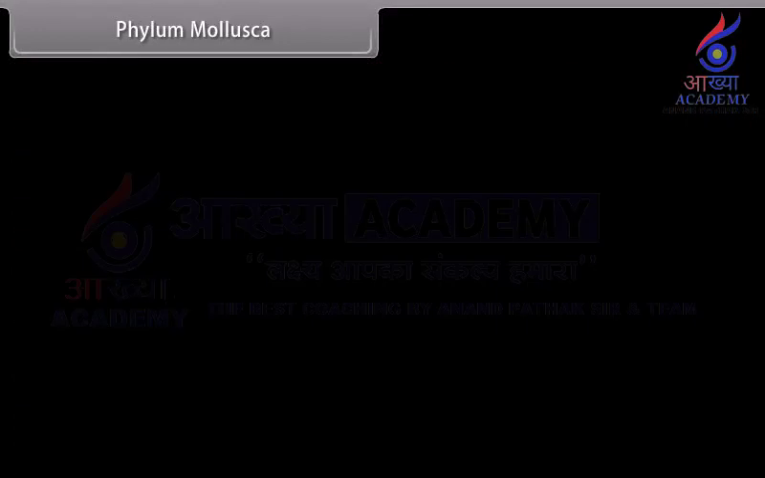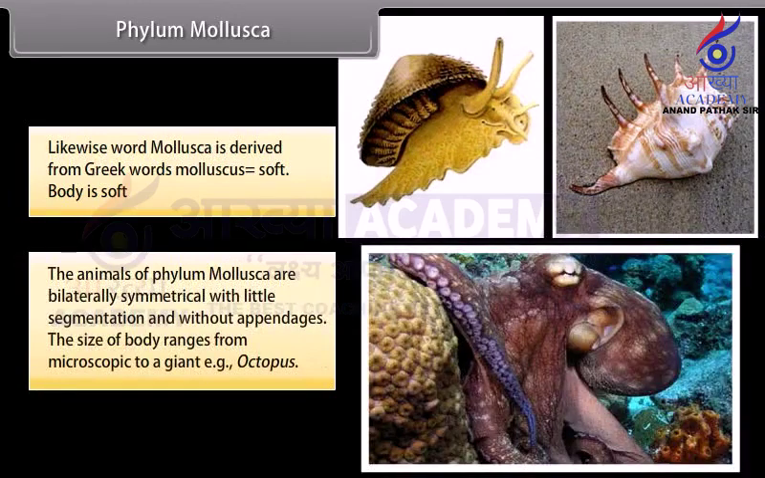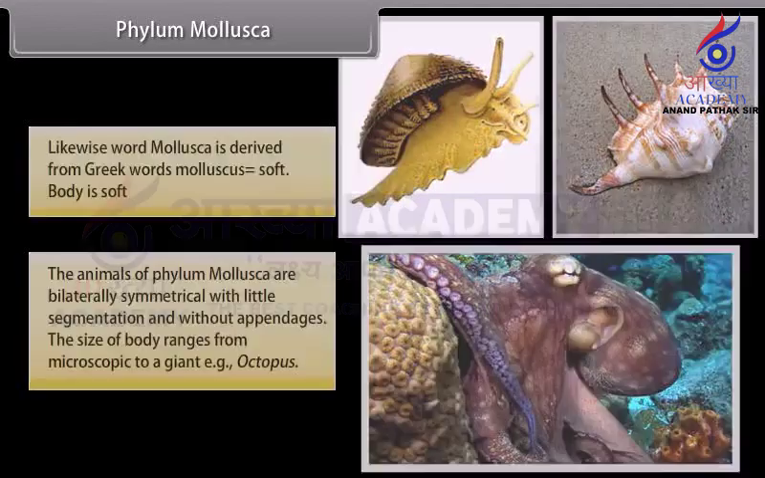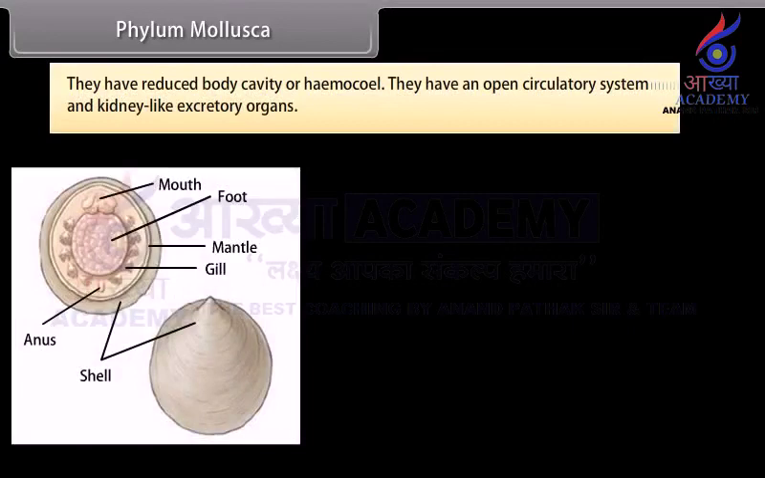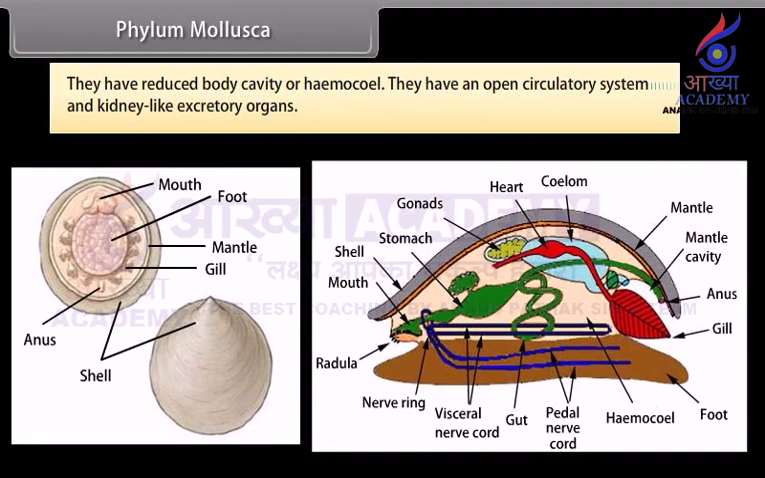Phylum Mollusca. Likewise, the word mollusca is derived from the Latin word molluscus, soft, meaning the body is soft. The animals of phylum Mollusca are bilaterally symmetrical with little segmentation and without appendages. The size of the body ranges from microscopic to giant, that is, the octopus. They have a reduced body cavity or hemocoel. They have an open circulatory system and kidney-like excretory organs.